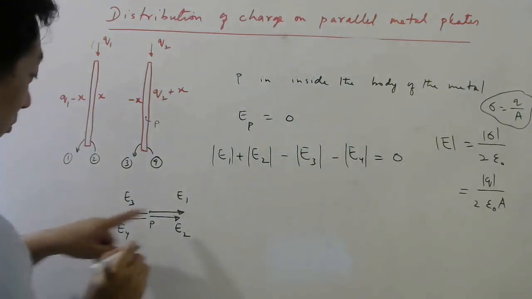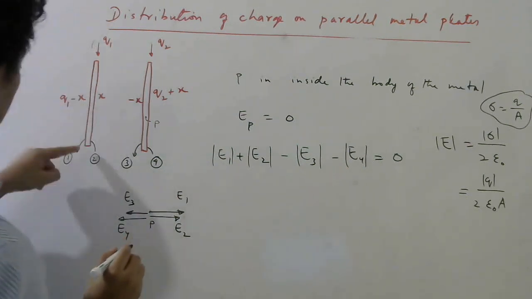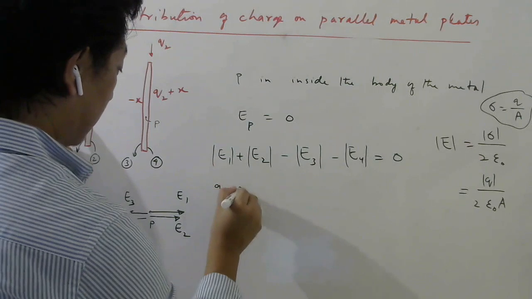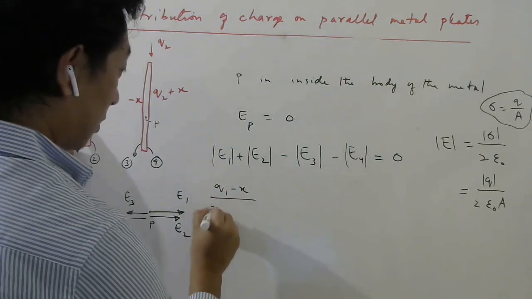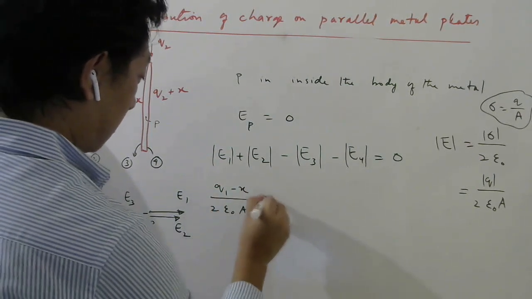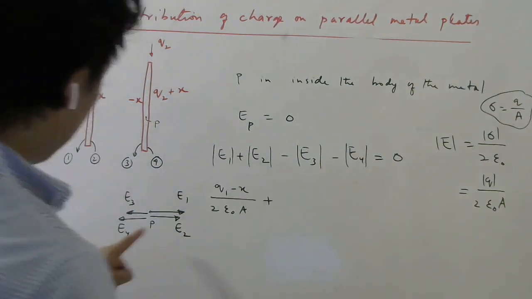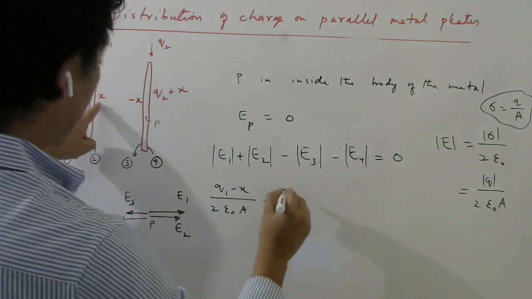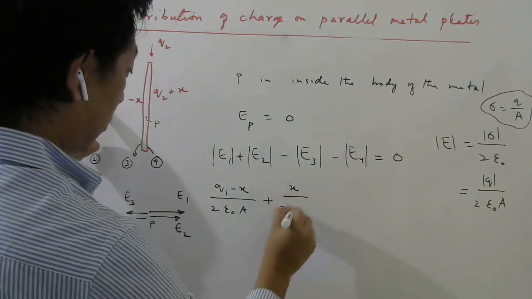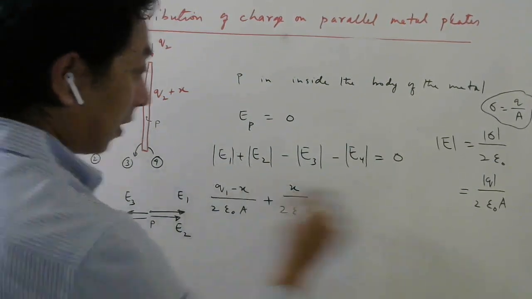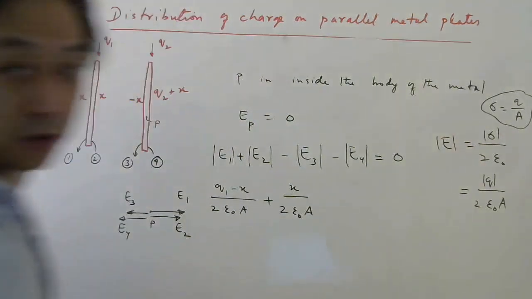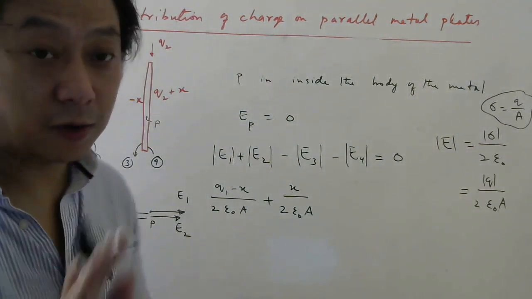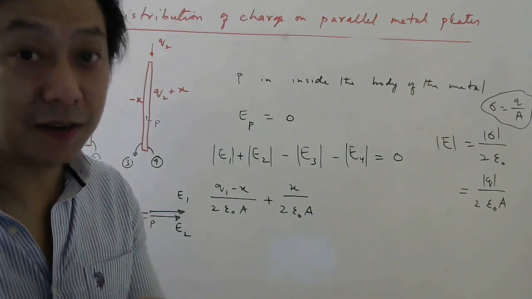Now let us calculate E1. E1 is due to this sheet. What is the charge? The formula is this. So Q1 minus X divided by 2 epsilon naught A, plus E2. E2 is due to which sheet? The second sheet. So what is the charge? X by 2 epsilon naught A. Only write the magnitude of the charge, because we have found the directions already. This is not potential. We are not calculating potential. We are calculating electric field.